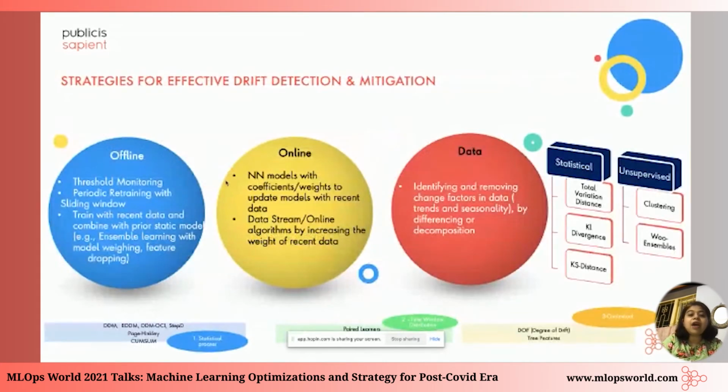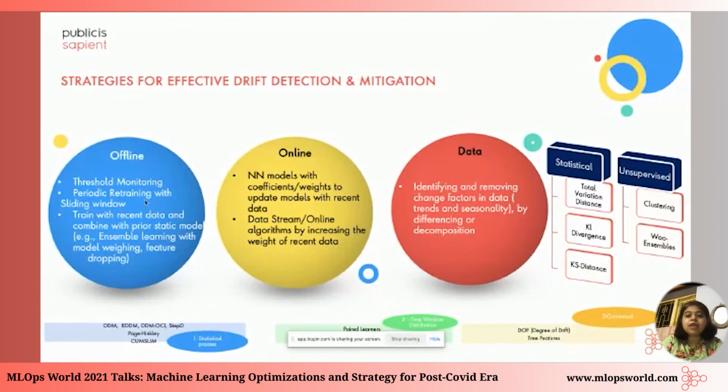So there are different categories. Now we have seen different algorithms, so we can quantify them in different categories, like the drift detection strategy, offline, like threshold monitoring. We have talked about some of the periodic retraining with sliding window. We can have ML training with recent data, or weighing the more recent data and the historic data. While in online learning, we can have neural networks with different coefficients and weights to update the models. We can also have data stream or online algorithms in the big data pipeline through Apache Spark, Storm, to increase the weight of the recent data.